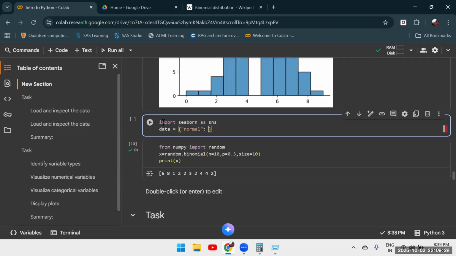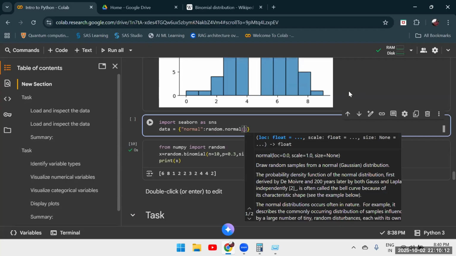So how can I create a normal distribution, Sashi, Raghav? What function do I need to invoke for a normal distribution? Yeah, random dot normal, right? For a normal distribution, what are the parameters that are required? I spoke about 3 parameters, which are also given in the help: LOC, scale, and size.